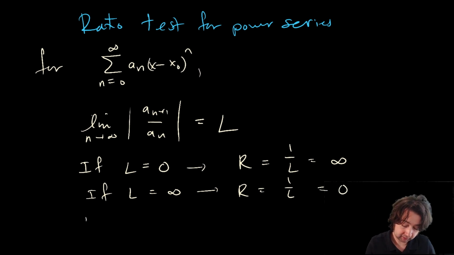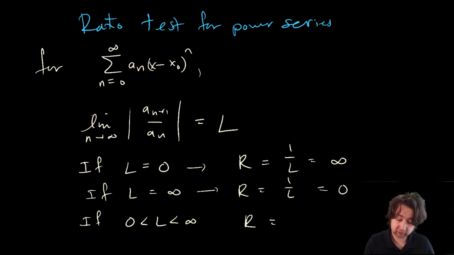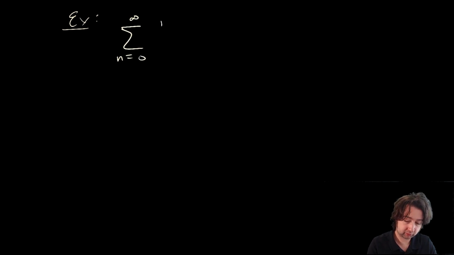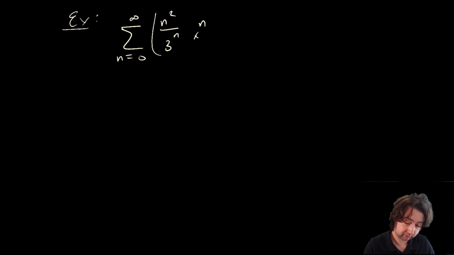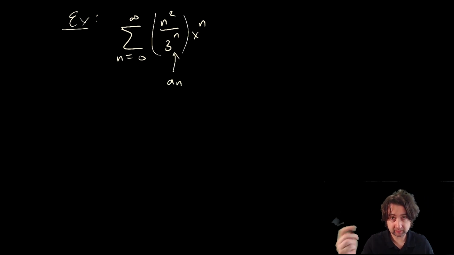The last case is that if L is strictly between 0 and infinity, then the radius of convergence is just 1 over L. As an example, we could have a power series that looked like n squared over 3 to the n, x to the n. This is a power series because it has a coefficient. That's the a_n right there. a_n x to the n.